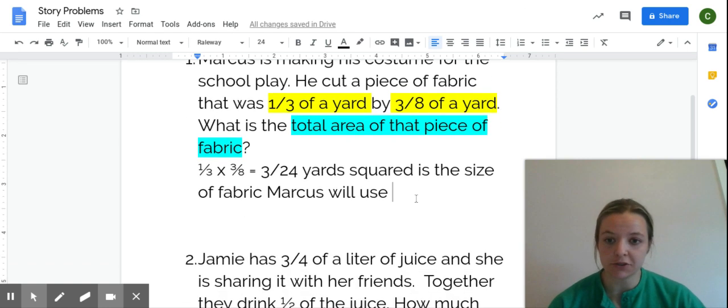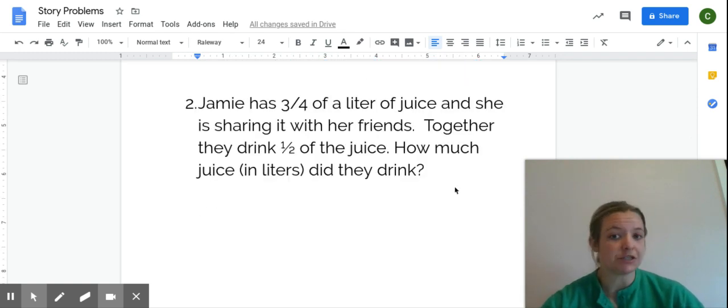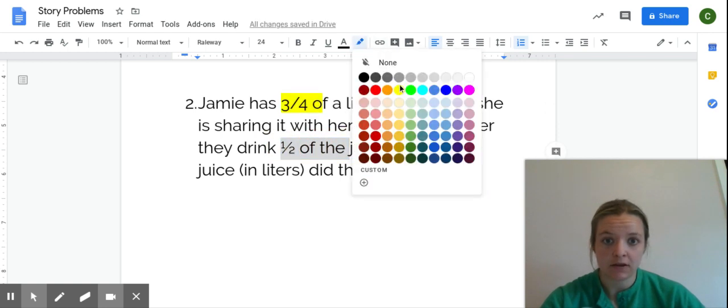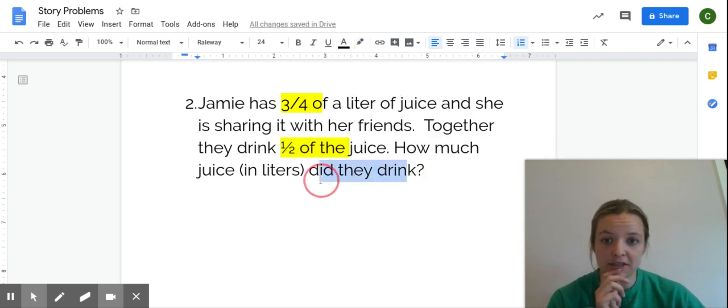Okay, question number 2 says, Jamie has 3/4 of a liter of juice and she is sharing it with her friends. Together they drink half of the juice. How much juice in liters did they drink? First thing, let's highlight our important information. We have 3/4 and we have 1/2. Those are my two pieces of information for the problem, and then for my question, it's asking about how much juice in liters did they drink.